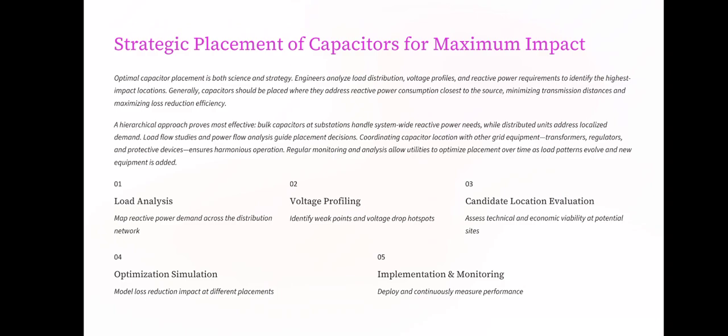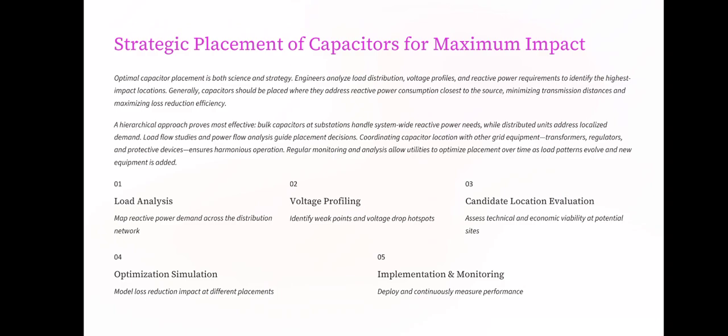A hierarchical approach proves most effective. Bulk capacitors at substations handle system-wide reactive power needs, while distributed units address localized demand. Load flow studies and power flow analysis guide placement decisions. Coordinate capacitor locations with other grid equipment: transformers, regulators, and protective devices.